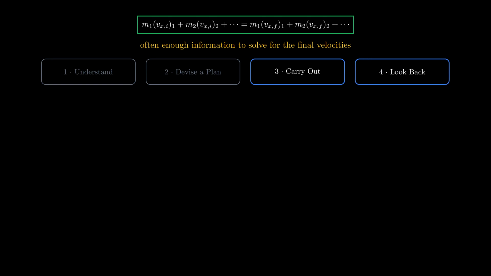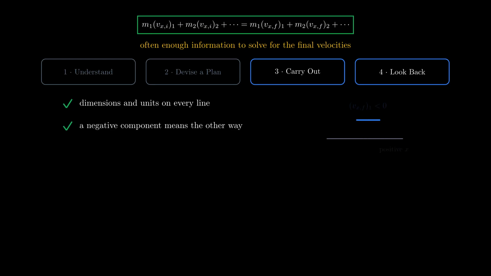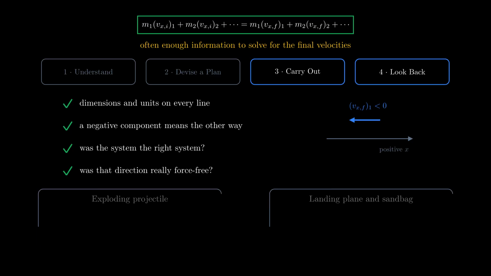Carry out the plan. Then step 4, look back. Check the dimensions and the units on every line. Check the vector directions so that a negative component means what your chosen positive direction says it means, motion the other way. And check the method itself. Was that the right system? And was that direction genuinely free of external force?